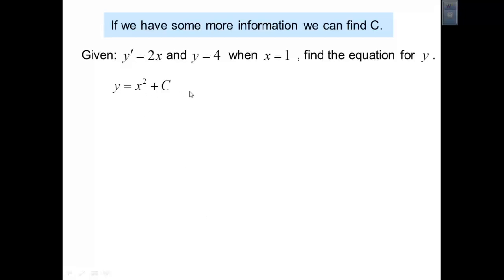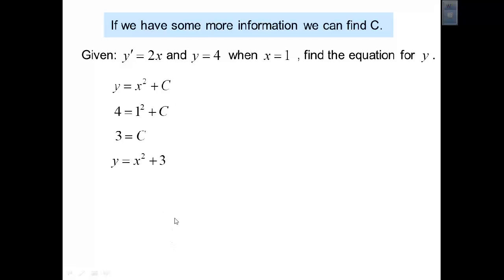So once we have the x squared plus c, we have a situation here where we know that y is equal to 4 when x equals 1. So if we plug these two pieces of information in, we can actually find out what c is. So we plug in 1 for x, and 4 for y. And when we solve that, we get 4 equals 1 squared plus c. Subtract 1 from both sides, and c is going to equal 3. So then we take this c, plug it in right there, and we find out exactly what our equation is.